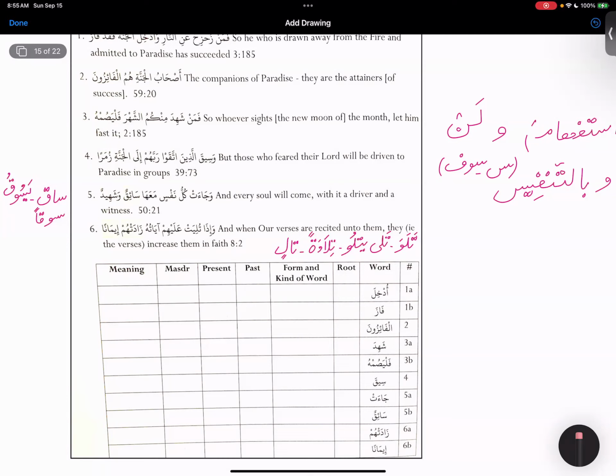Nasara yansuru. Nasara yansuru. Why do you speak so hesitantly, Marin? Because I'm not really good at sarf. You are. So tala yatlu, and then tilawatan fahuwa talin.